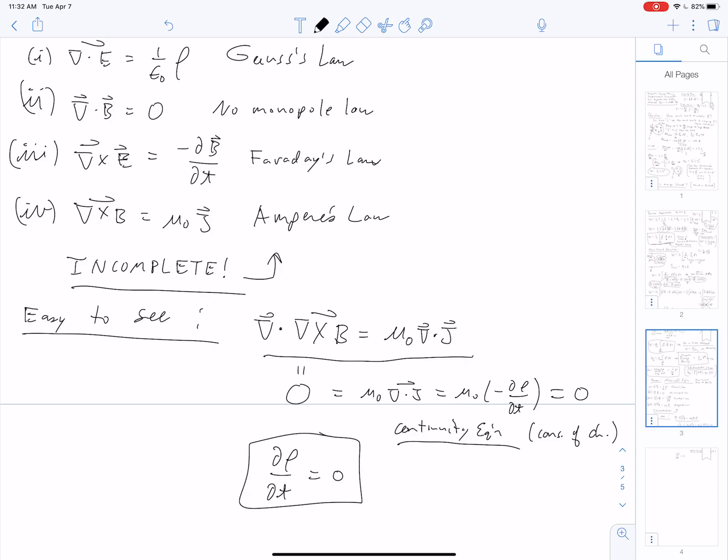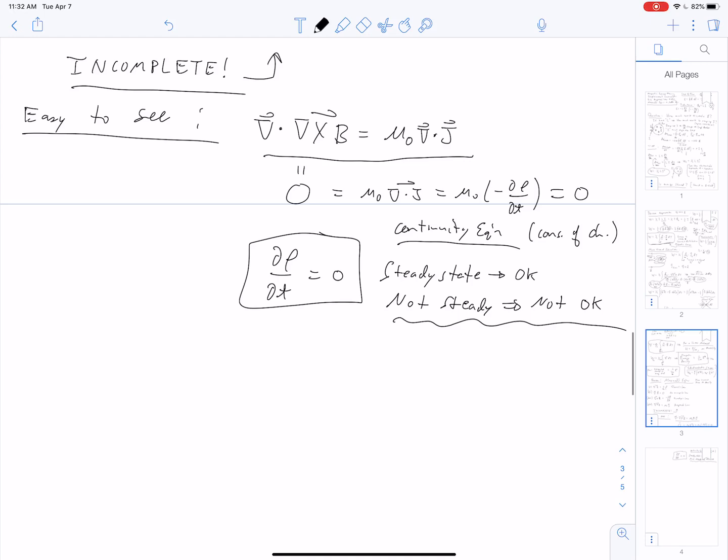Now this works for steady state. So for steady state, it's okay. But if it's not steady state, then it's not okay. So we see that for dynamic situations, we need something more. For dynamic cases, and dynamic just means d rho dt does not equal 0, we need something more.